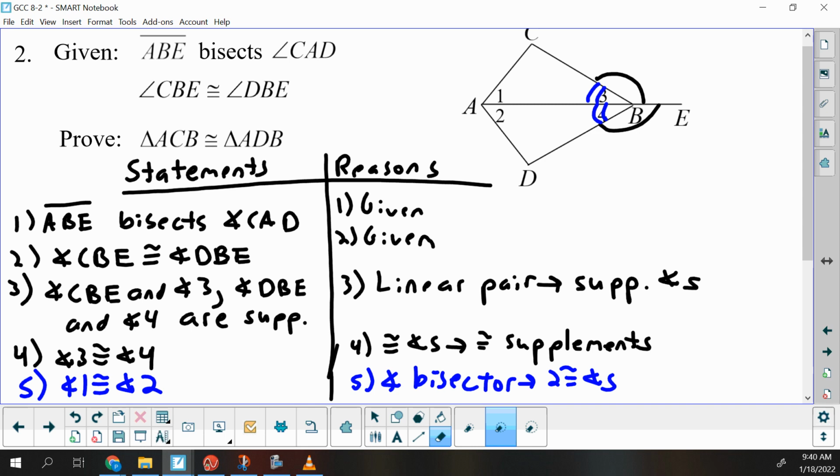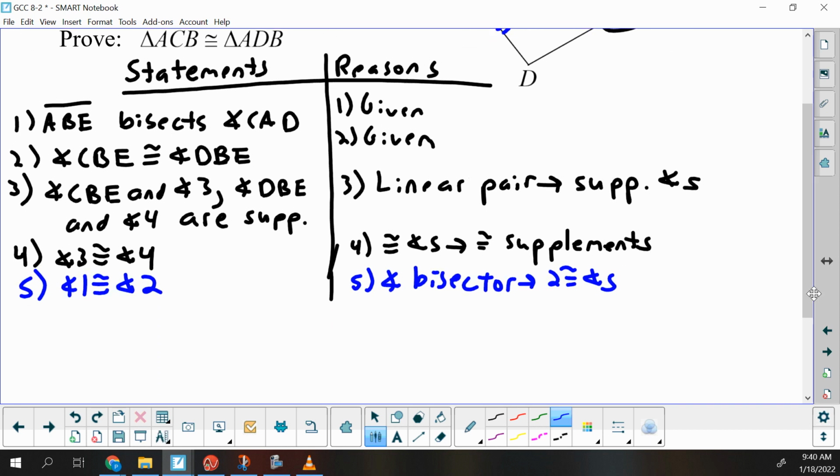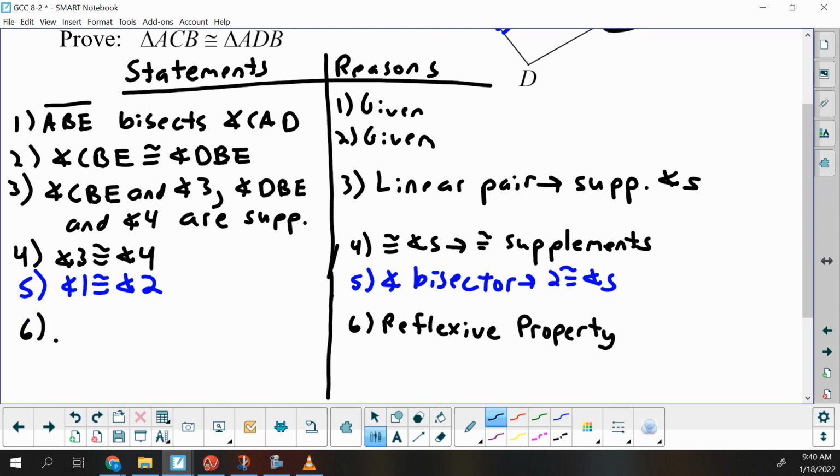We said it in our proof, so let's make sure we mark it in our picture. We've now got two sets of angles congruent in our triangles. We still need a side, and we're out of givens. Hopefully we recognize we're sharing AB, so we can do reflexive property. We'll have AB congruent to AB.